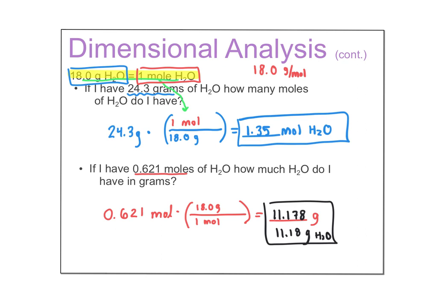Let's see, does this make sense? Well, we know from the equality that 1 mole weighs 18 grams. If you look, we started with less than 1 mole. 0.6 is less than 1, so I have less than 1 mole, which means I should get an answer less than 18 grams. Is my final answer less than 18 grams? Absolutely it is. It's 11 grams, so that's a good sign we did this right.